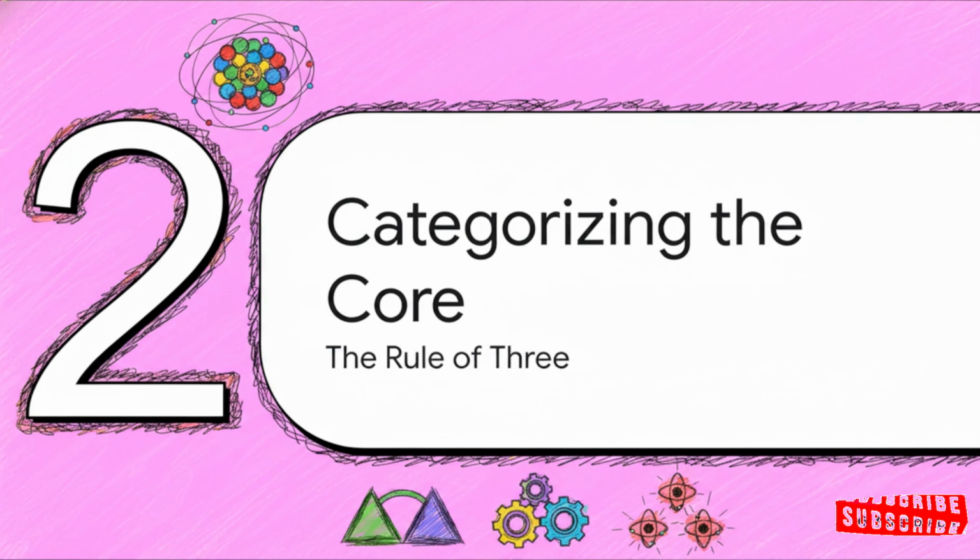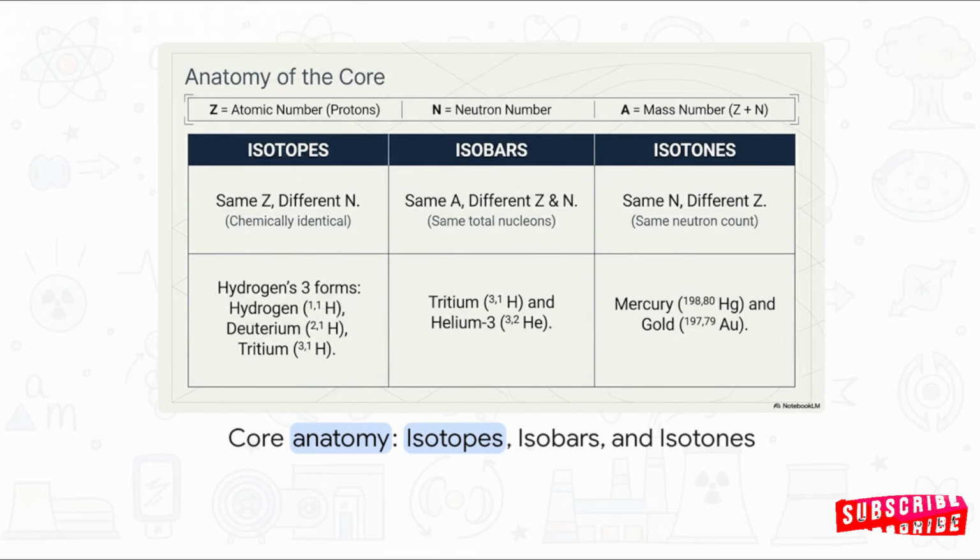Moving on to Section 2, Categorizing the Core, the Rule of Three. So examiners absolutely love to test you on how we classify nuclei, which means we need to master the essential vocabulary. You gotta know these three terms cold. We're gonna use a super simple mnemonic device, PNA. Just pay close attention to the spelling here.